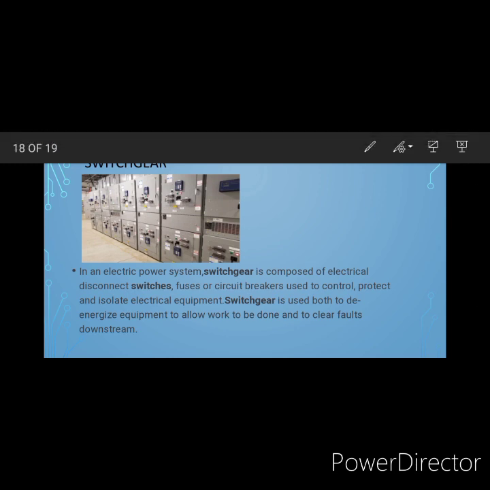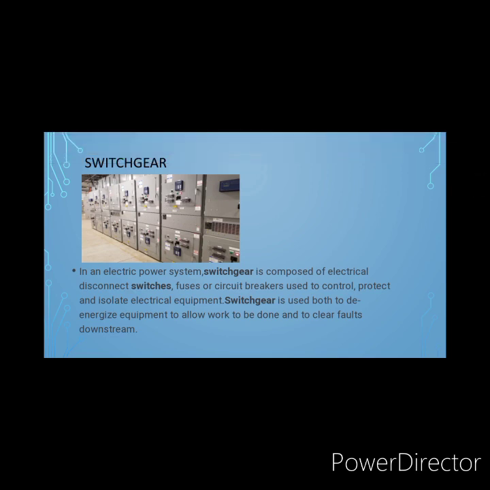The next is switchgear. An electric power system is composed of electrical disconnect switches, fuses, or circuit breakers used to control, protect, and isolate electrical equipment. Switchgear is used to de-energize equipment to allow work to be done and clear faults downstream.